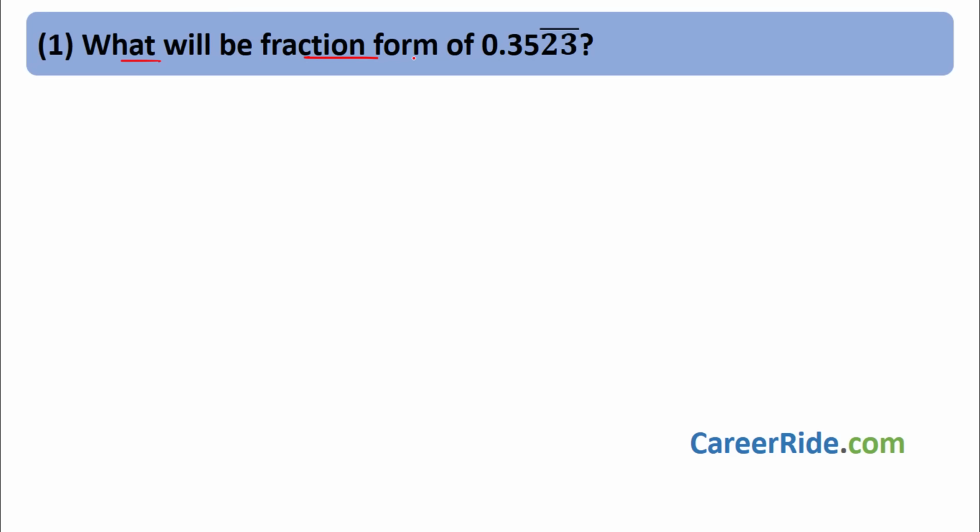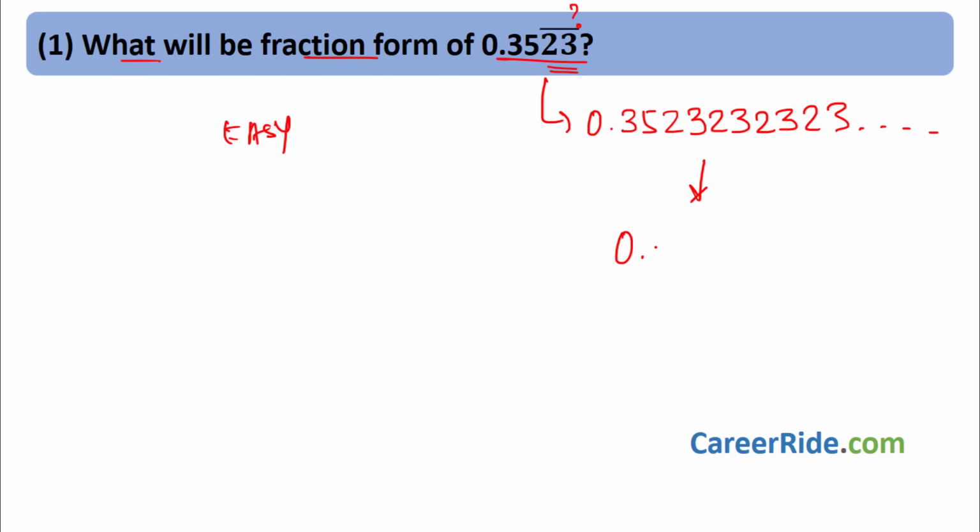What will be the fraction form of 0.3523, with a bar over the 23? Over here it is not just 3523, the 23 is under a bar. Let us understand what exactly we mean by this bar. How to convert to fraction form is pretty easy, but let us understand what this bar means. This bar means the number is repeating. If there is a bar upon 23, that means 23 keeps on repeating like this: 23, 23, 23, 23 and so on. So this is written as 0.35 and 23 as repeating.